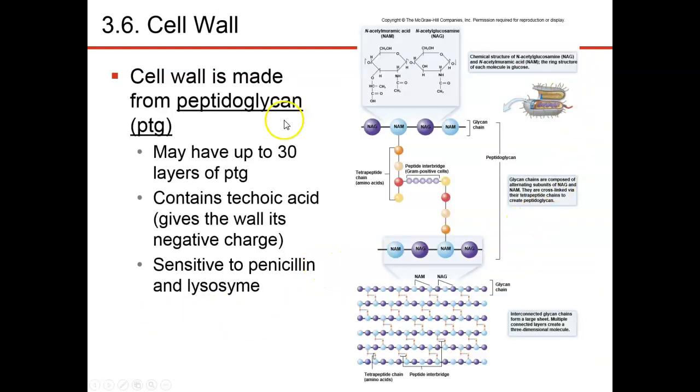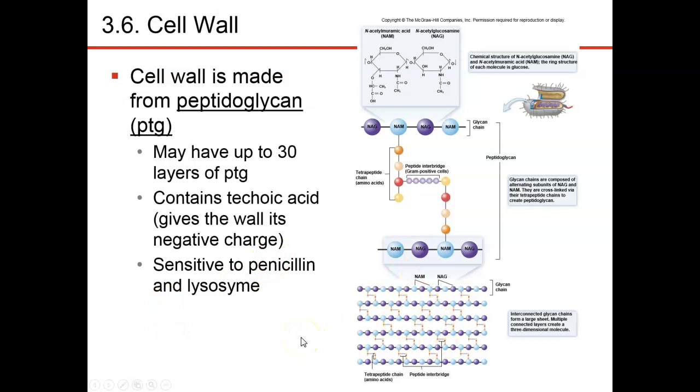So peptidoglycan then is a carbohydrate protein structure that is layered in your bacteria. Bacteria can have as many as 30 layers of peptidoglycan, also known as PTG, just so you know. Within the PTG, there is teichoic acid. So gram-positive bacteria have teichoic acid built in or found within the peptidoglycan layers.